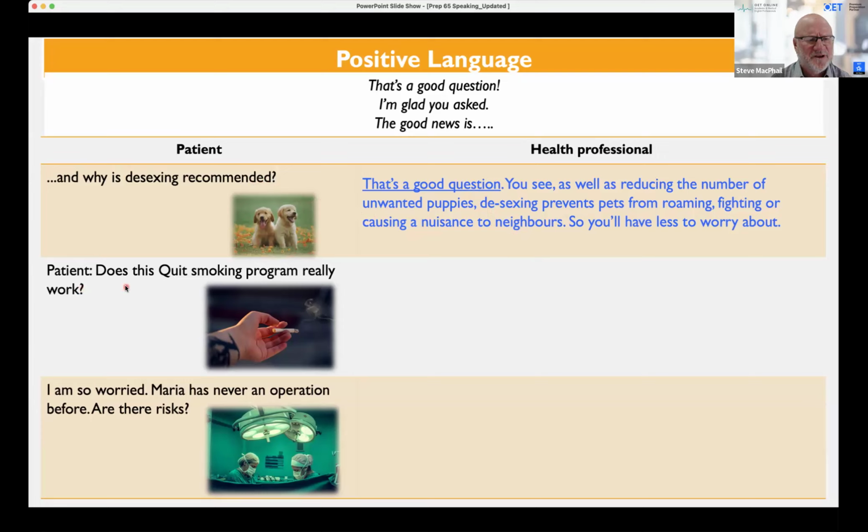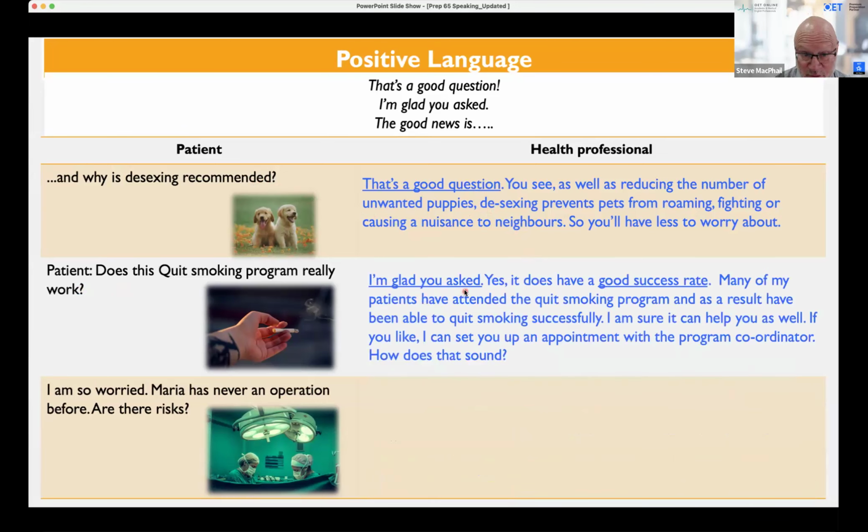Patient: Does this quit smoking program really work? I'm glad you asked. Yes, it does have a good success rate. Many of my patients have attended the quit smoking program and as a result have been able to quit smoking successfully. I'm sure it can help you as well. If you like, I can set you up for an appointment with the program coordinator. How does that sound? Now that's very proactive and a good statement.